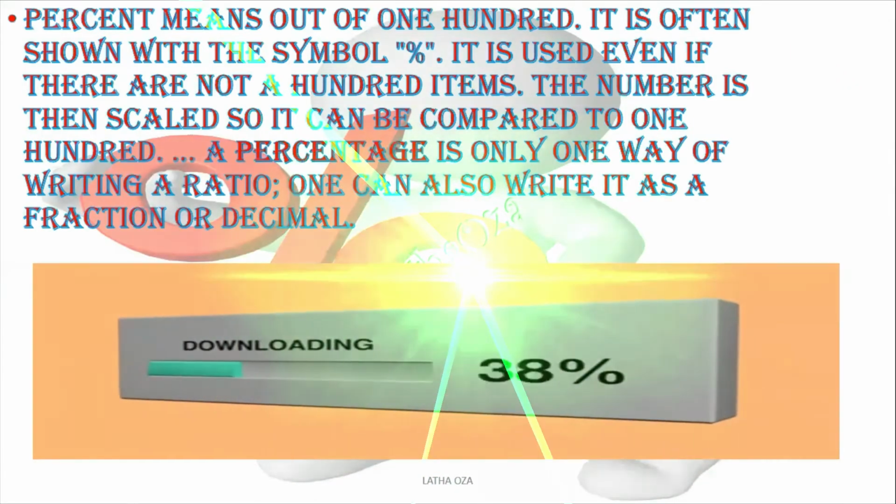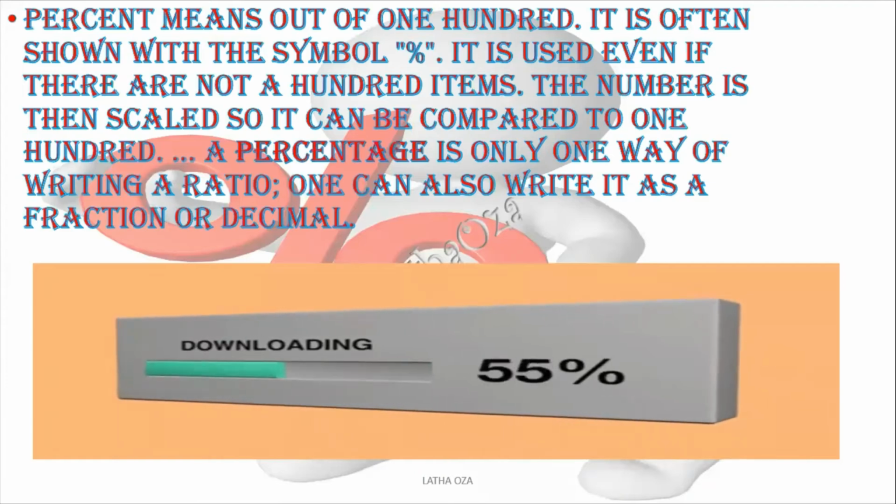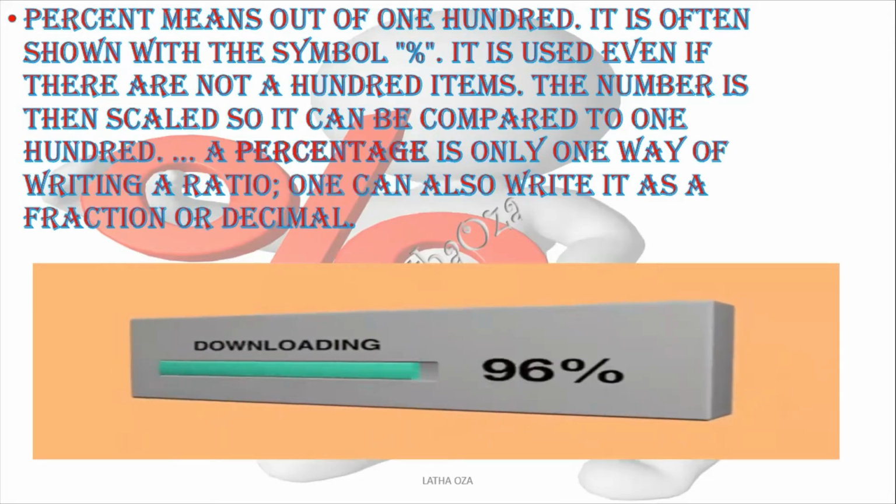Percent means out of 100, it's often shown with a symbol. Even if there are not 100 items, the number is then scaled so it can be compared to 100. A percent is only one way of writing a ratio. One can also write it as fractions or decimals.